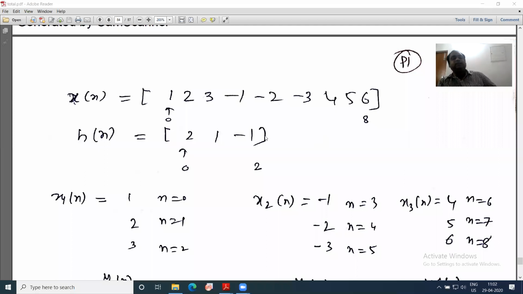Then you divide the xn block into 3 blocks, x1, x2 and x3 with 3 samples each, and hn having an even number of samples. Then you can find the convolution. Not an issue because it's a linear convolution. In linear convolution, 2 signals need not be of the same length. They could have different lengths. Agreed? Yes, sir. So therefore, this is not a problem. So I hope with this understanding, you should be in a position to solve any problem.